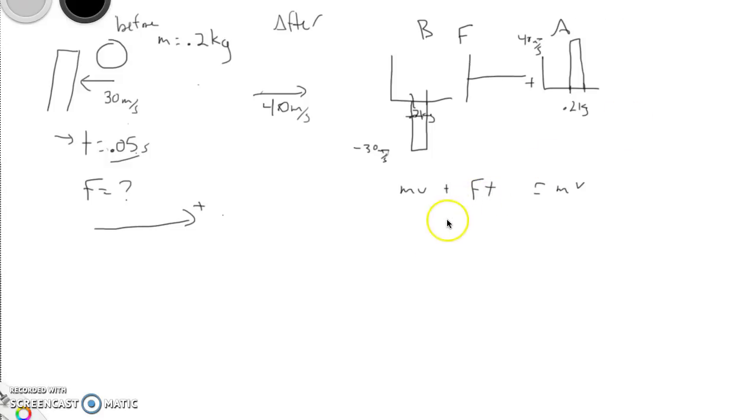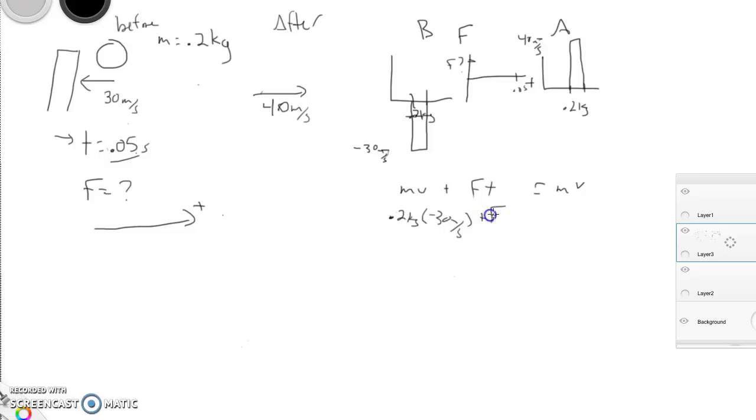Okay, so at this point you should have got an answer. The next thing we're going to do is I'm going to work it out for you. So anyway, we're going to do this calculation now. So we have a mass of 0.2 kilograms and a velocity of -30 meters per second, some unknown force for a time of 0.05 seconds, and then our mass 0.2 kilograms and our final velocity of 40 meters per second.